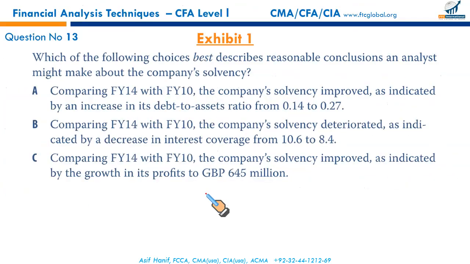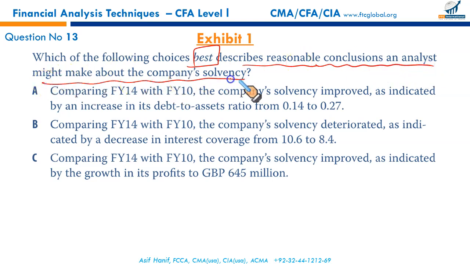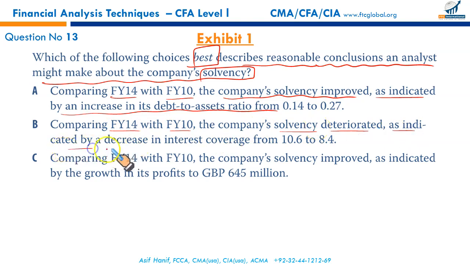Now in the same exhibit, we have something else to determine. Which of the following choices best describes reasonable conclusions an analyst might make about the company's solvency? First, comparing FY14 with FY10, the company's solvency improved as indicated by an increase in debt to assets ratio. Let us calculate this ratio. In the next one it says, comparing FY14 and FY10, the company's solvency deteriorated as indicated by a decrease in interest coverage. We will calculate these two side by side and then we'll make the comparison.